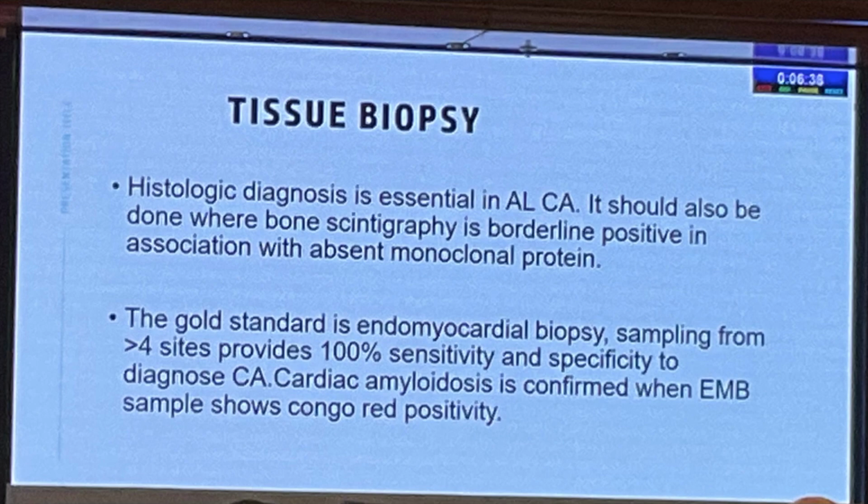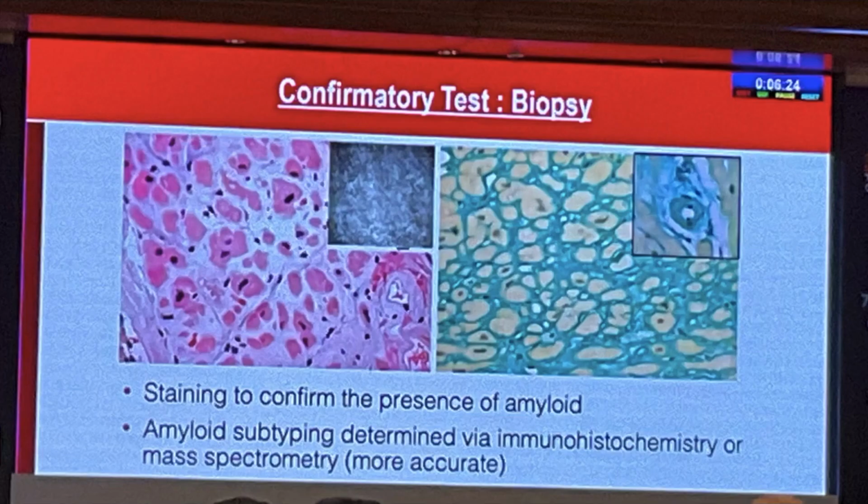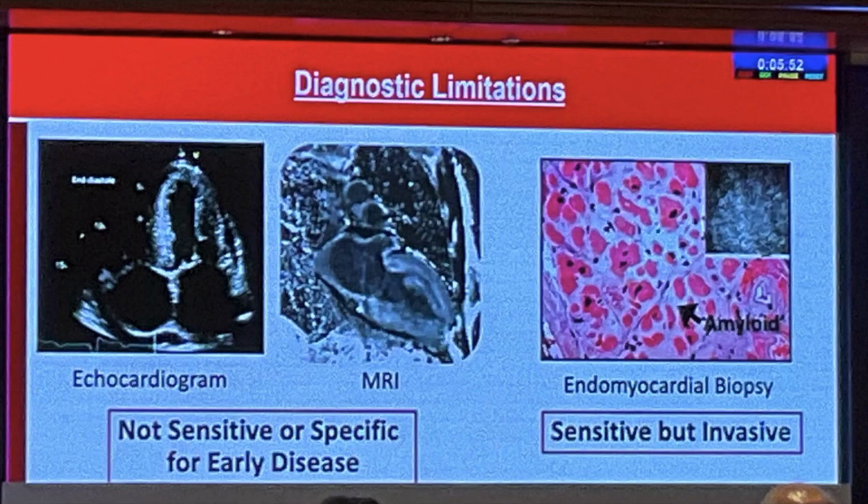The gold standard is an endomyocardial biopsy. Sampling from more than 4 sites provides 100% sensitivity and specificity to diagnose cardiac amyloidosis. It is confirmed when the EMB sample shows Congo red positivity staining to confirm the presence of amyloid. Subtyping determined via immunohistochemistry or mass spectrometry is more accurate.